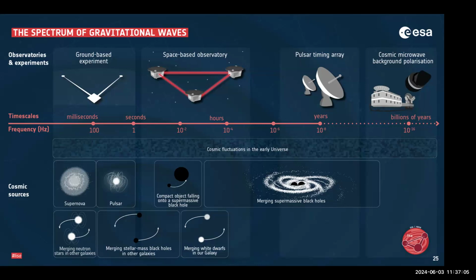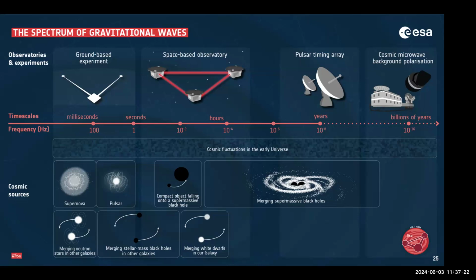And then if you move even further to lower frequencies, something I didn't talk about at all, you've got pulsar timing arrays, which are able to see even more massive black holes. And there's been some really interesting results coming out of that. Would definitely recommend going into some of the recent NANOGrav stuff.